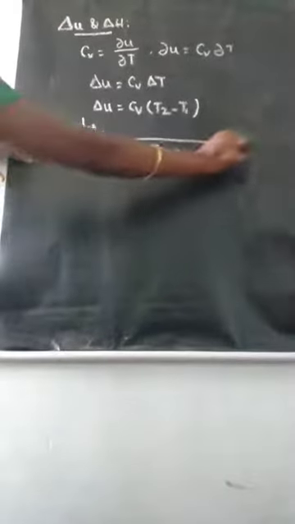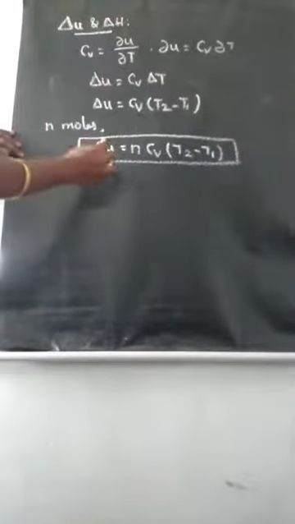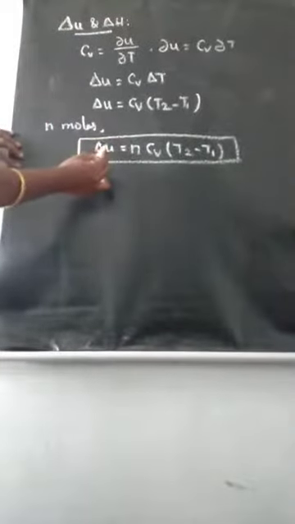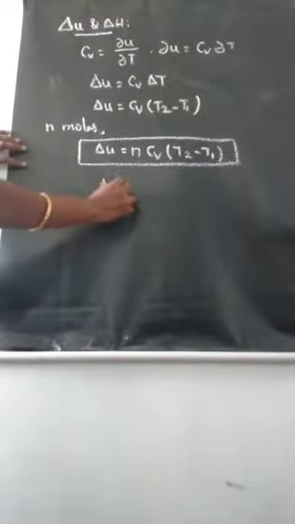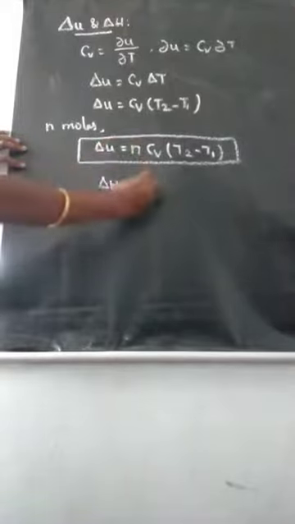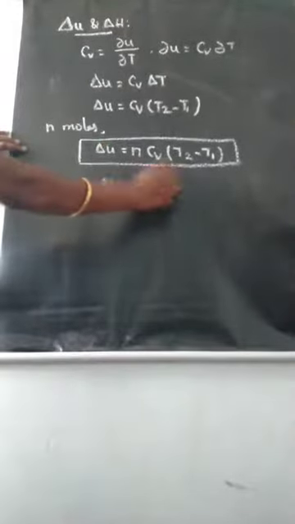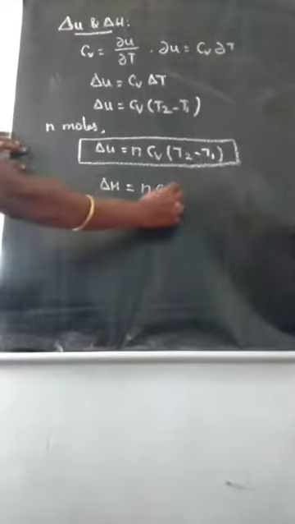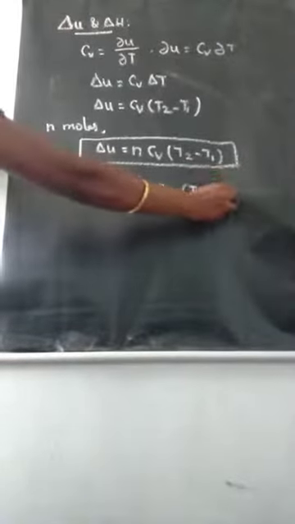So by using the heat capacity at constant volume and constant pressure equation, we can calculate delta u. Tell the formula: delta u is equal to n into Cv into T2 minus T1. The same way you can calculate delta H also. You can directly write the delta H formula. Delta H is equal to n into, instead of Cv you can write Cp, n into Cp into T2 minus T1. Understand? So this is the calculation of delta H and delta u.